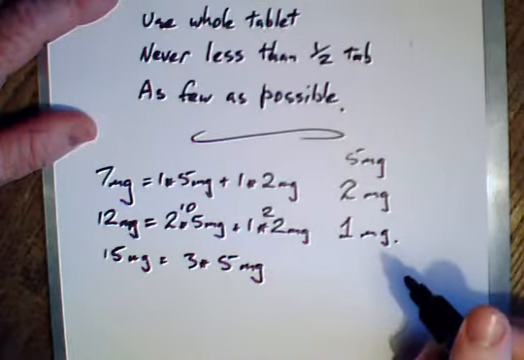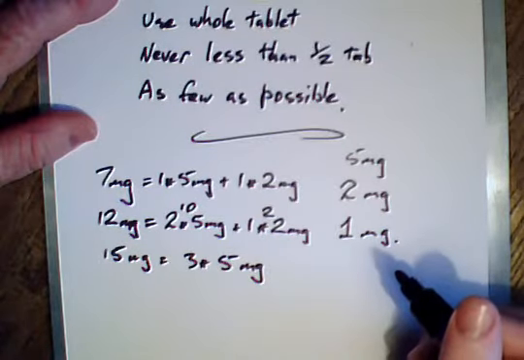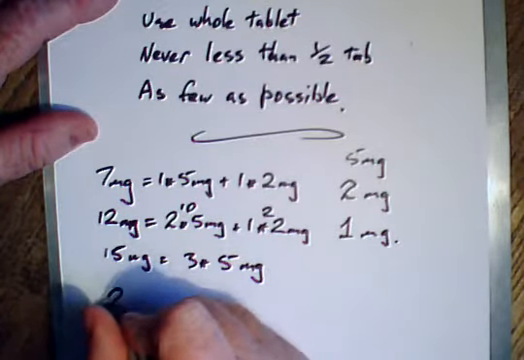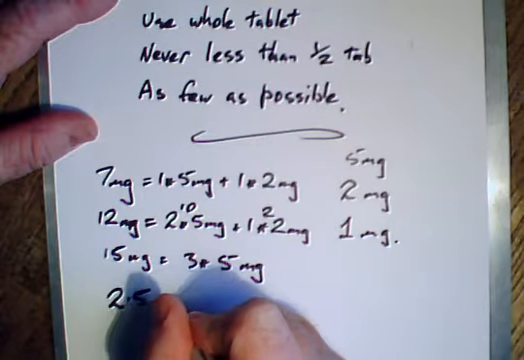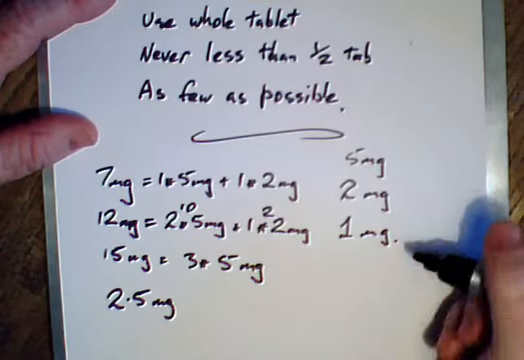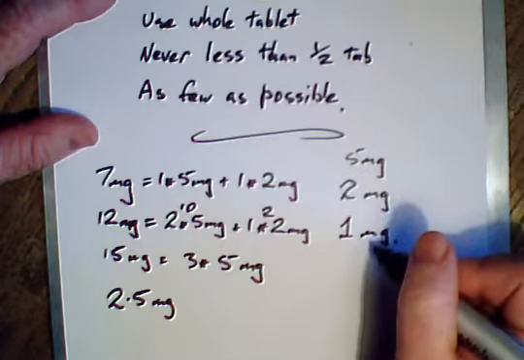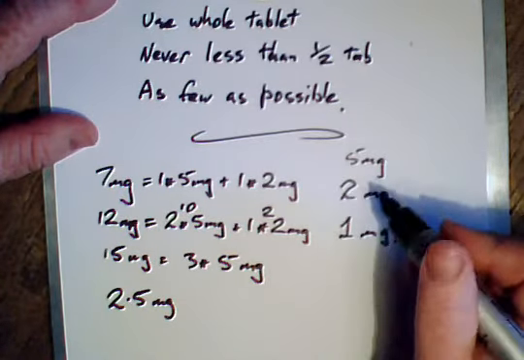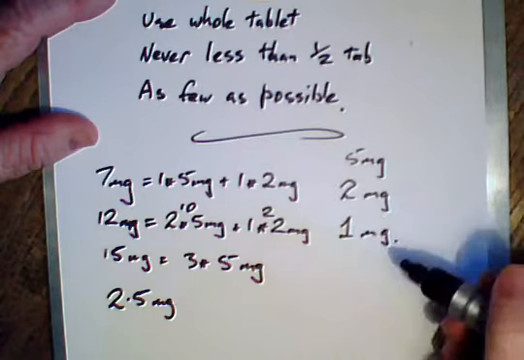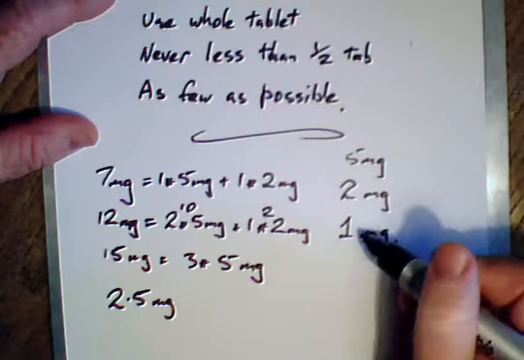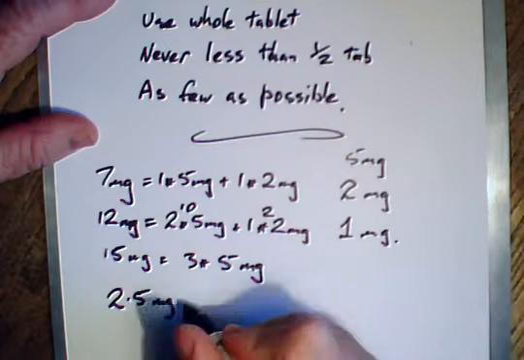Now, let's say that we were told to give 2.5 milligrams. So 2.5 milligrams. Well, what we're looking at is a bit of a fraction here. We could give one of the 2 milligrams and half of 1 milligram. Or we could just break a 5 milligram in half.